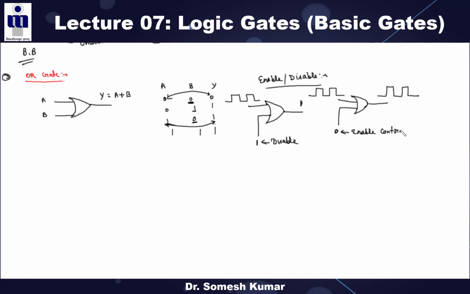Clear the thing? Understand the difference between the AND and OR gate? Right, in the AND gate, this 0 acts as your what? 0 acts as disable, while the 1 acts as enable, while the opposite happens in the OR gate. Similar to the AND gate, your OR gate will follow the commutative law as well as the associative law. Now we will design the OR gate using diodes.